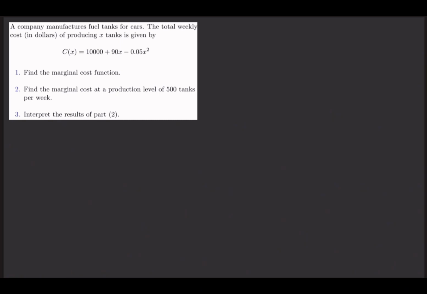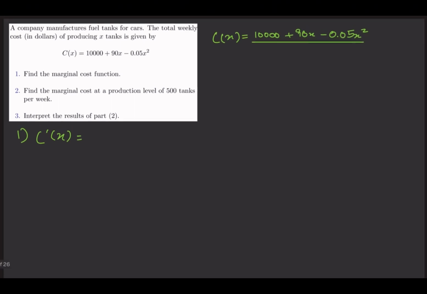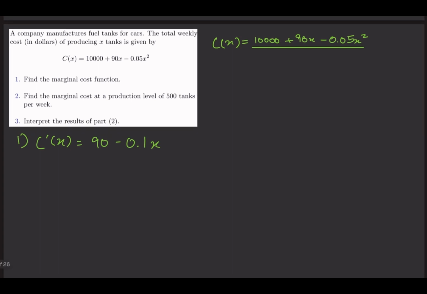So first, a company manufactures fuel tanks for cars. The total weekly cost in dollars of producing x tanks is given by this function. Good. Then we want to find the marginal cost function. The marginal cost function is C prime of x because we can differentiate this function, right? 90 minus 0.05 multiplied by 2, which is 0.1x. Yes, this is our marginal cost function.